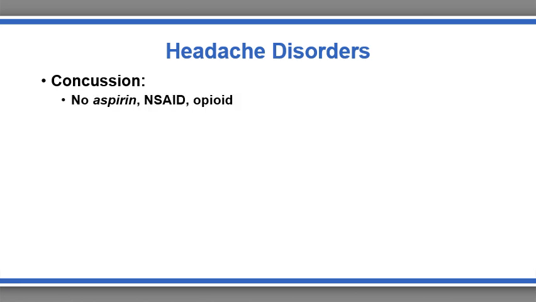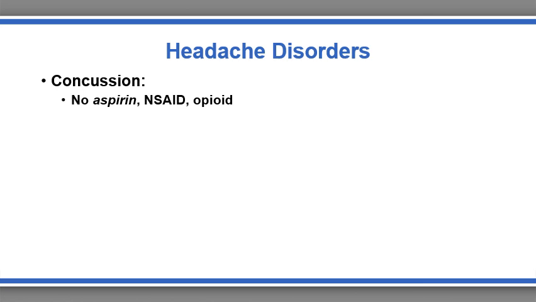Headache disorders. We talked about some from headache. Obviously a concussion: you do want to make sure that an individual with a concussion, when dealing with their headaches, gets no aspirin, no NSAIDs, and no opioids. If they have a concussion, you don't want to do anything that is going to affect blood flow, because if there does happen to be a bleed in the area, the anticoagulant properties of the NSAIDs are going to cause a problem. So you do always have to be aware of that.